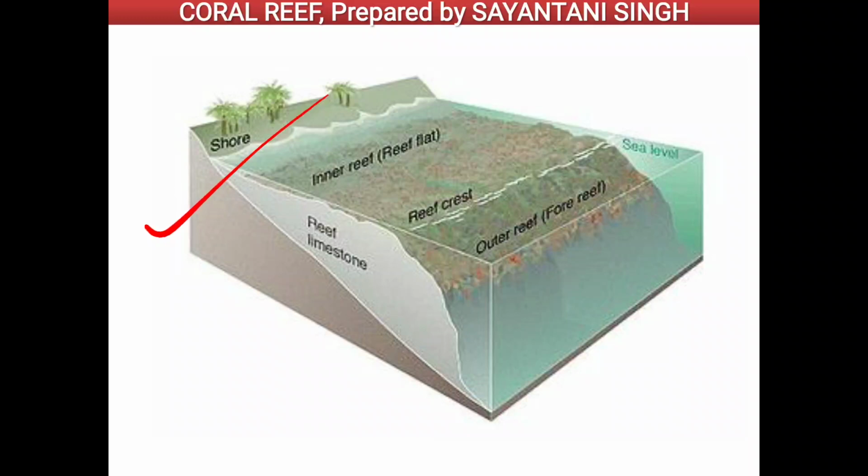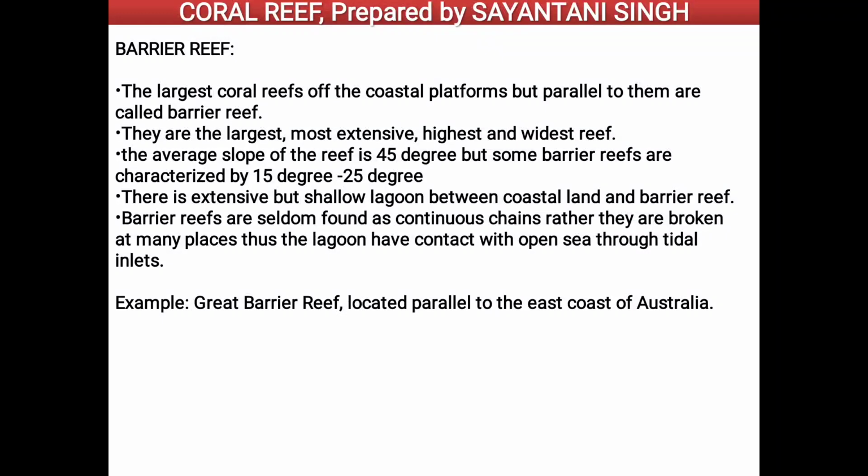Next one is the barrier reef. For this term, one name that hits our mind is the Great Barrier Reef, which is the largest reef in the world, located in Queensland of Australia, on the western side of Queensland. So what is a barrier reef? The largest coral reef of the coastal platform but parallel to it is called the barrier reef.